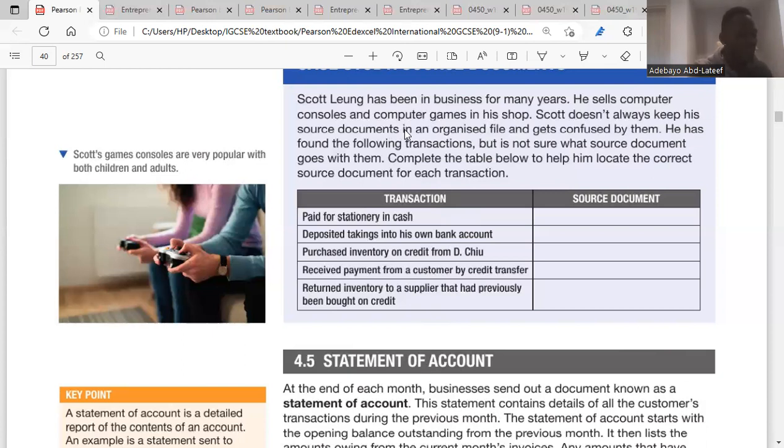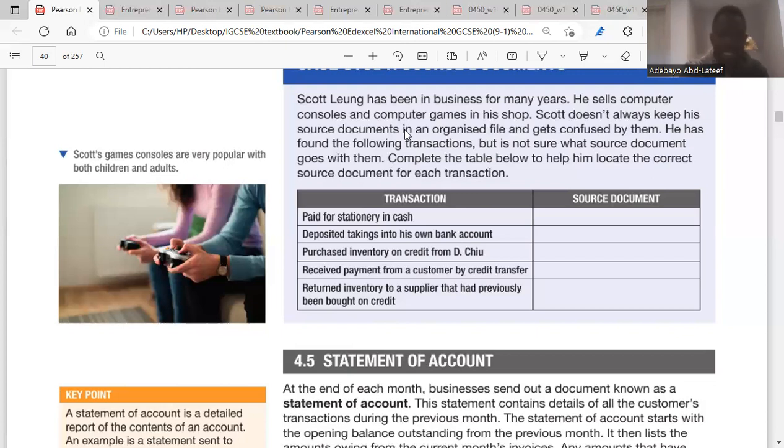Purchase inventory on credit from D. Shield. If he purchased from... What's D. Shield? The name of the customer. The name of the supplier. Okay. So you would have gotten an invoice for that. Okay. Receive payment from a customer by credit transfer. When you receive payment from your customer by credit transfer, that means you'll be getting a receipt. That's the source document. Is it clear?